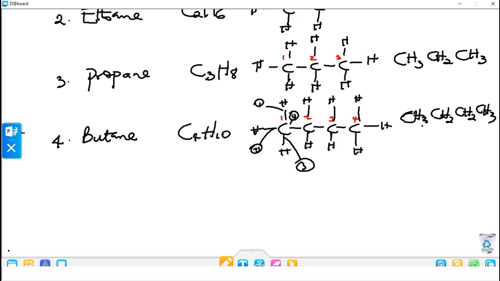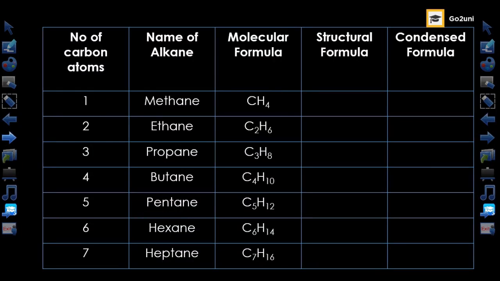So having seen that, students, I believe you can now proceed to pen down the structural formula and the condensed formula for pentane, hexane, and heptane. So you can go ahead and do pentane, hexane, and heptane.